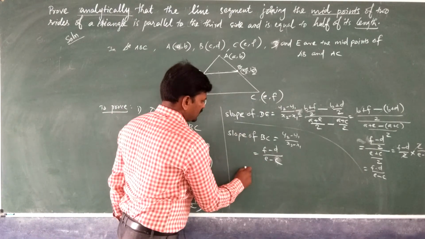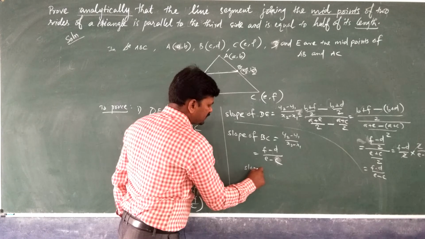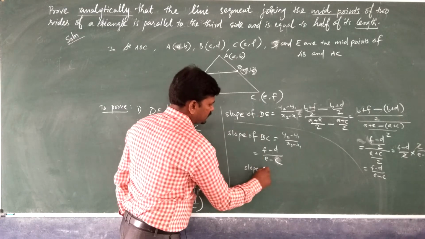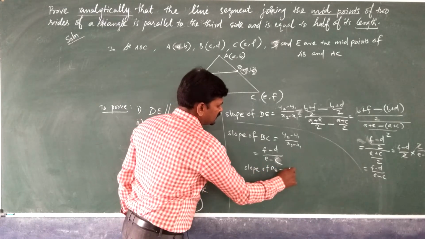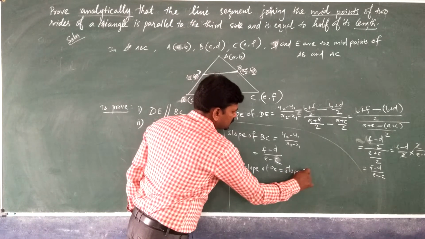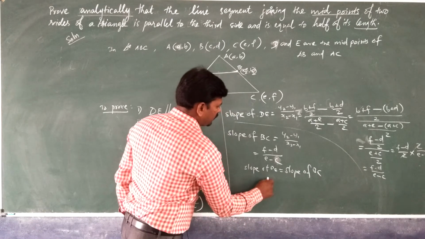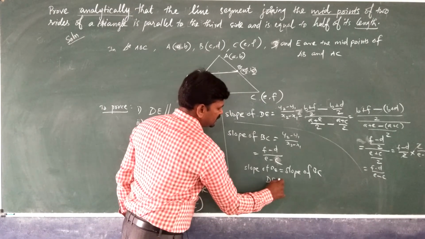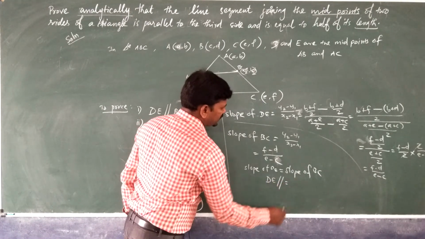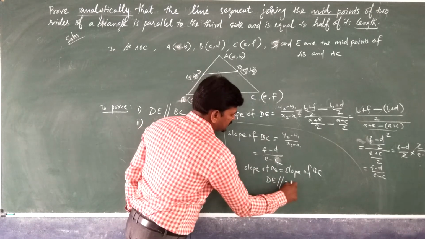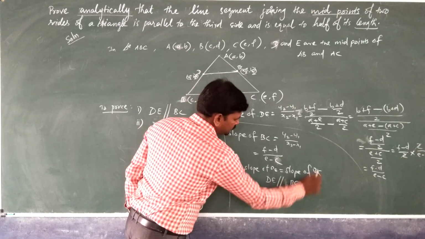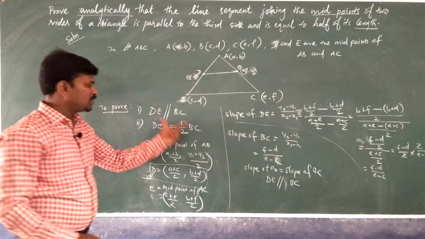So the slope of DE is equal to the slope of BC. Therefore, DE is parallel to BC. So these two lines are parallel; the first one is proved.